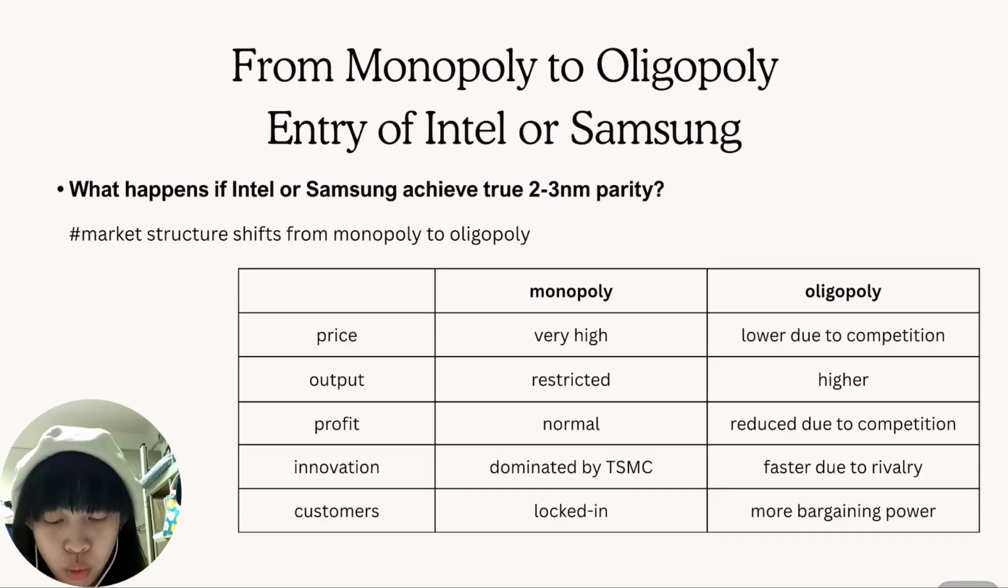Finally, we talk about what if Intel or Samsung catches up. If Intel or Samsung successfully achieve the same advanced technology level as TSMC, the market structure will change from a monopoly to an oligopoly. In an oligopoly, prices will become lower due to competition. Output will increase, profit margins will fall, innovation will accelerate. At the same time, deadweight loss will shrink and social welfare will improve. Major customers such as Apple and Nvidia will also gain more bargaining power.